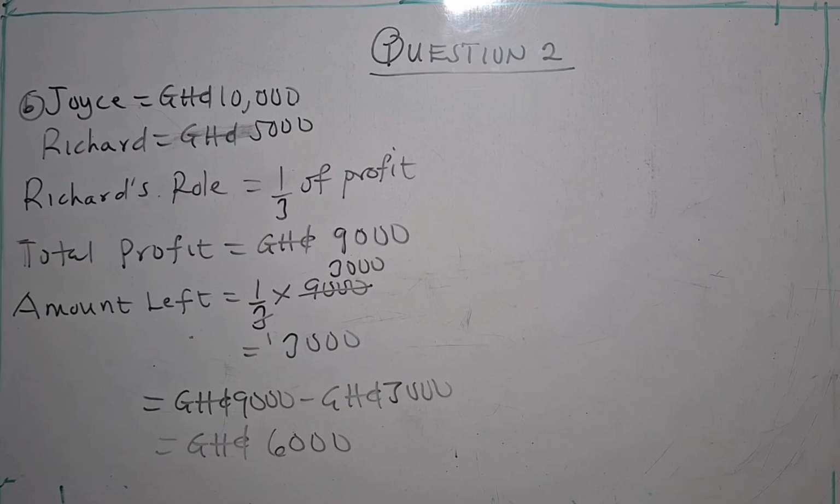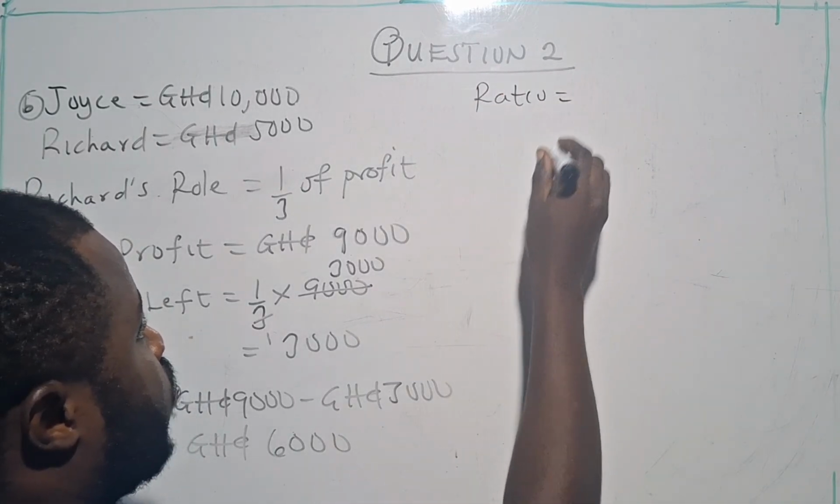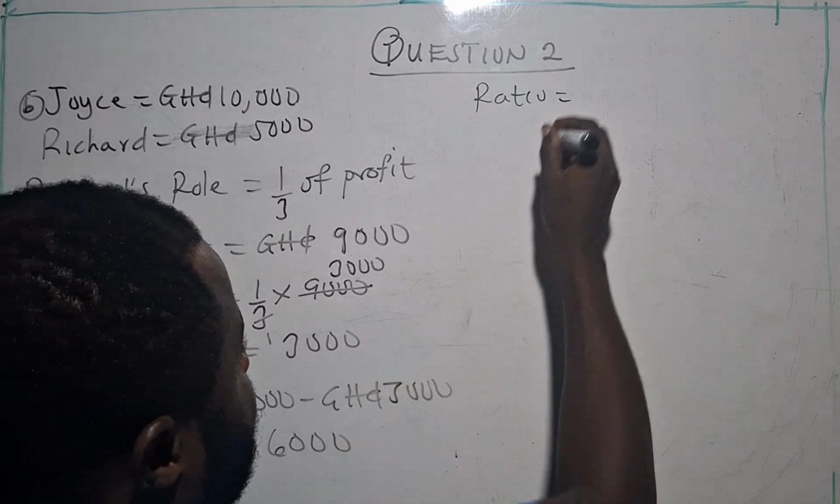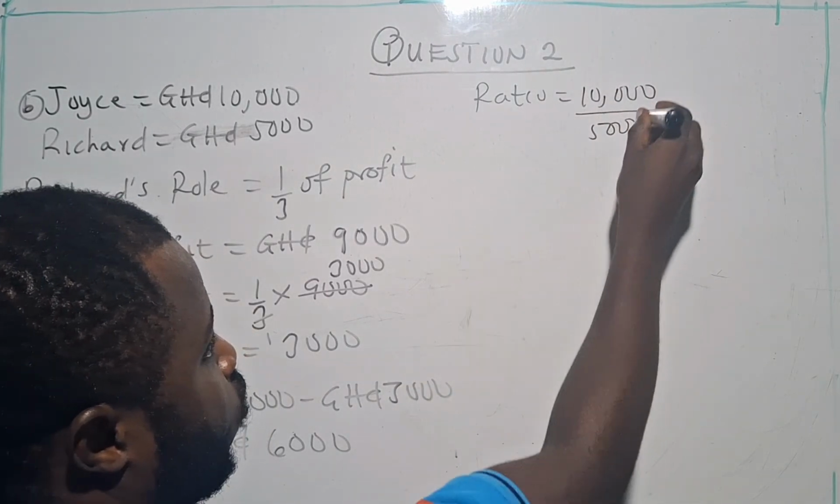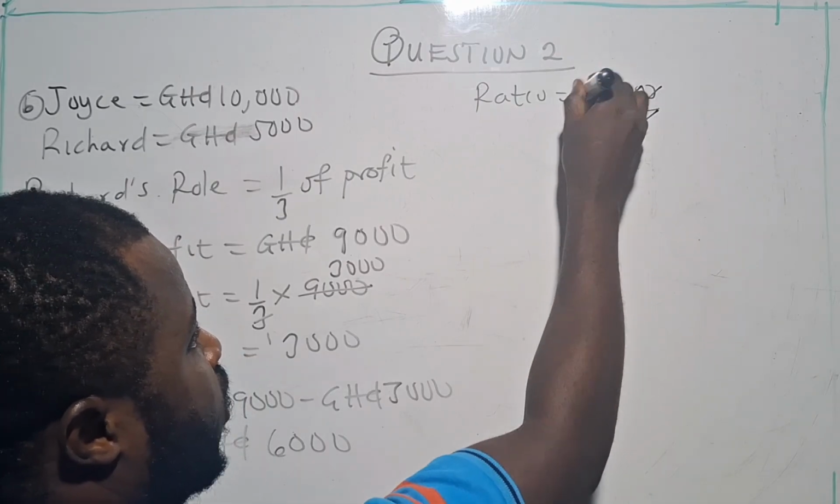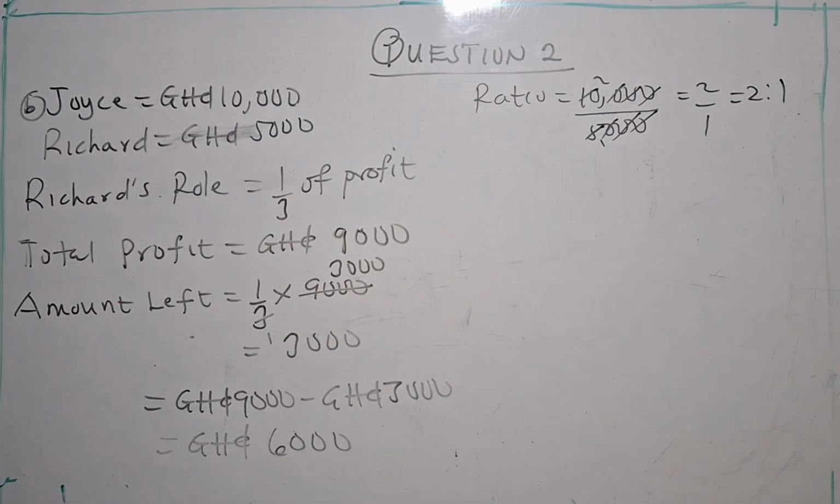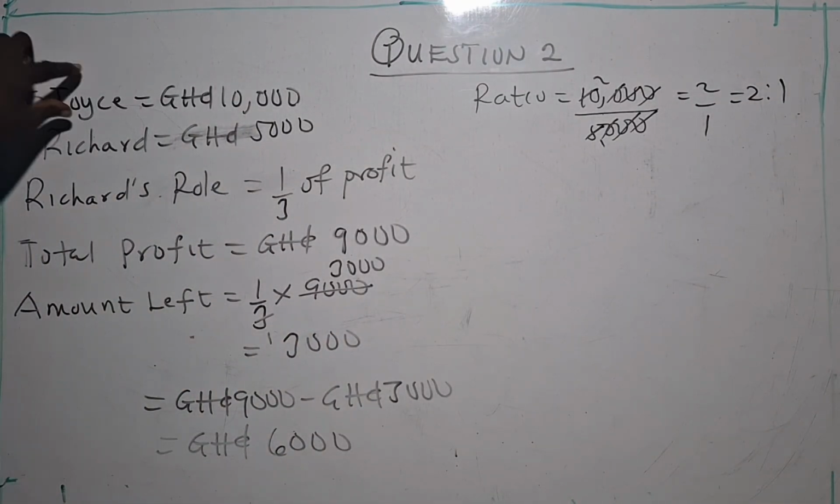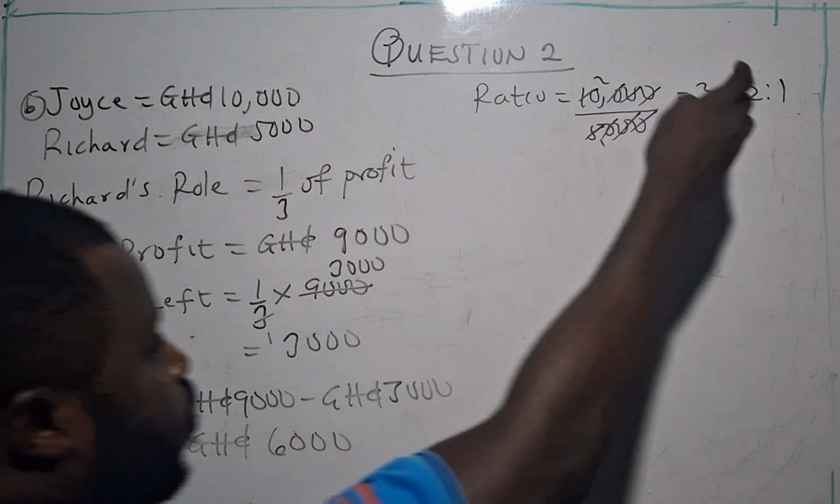Yes, they are now coming to share the 6,000 according to their contributions. But their ratio was 10,000 is to 5,000. So for me, I'm going to break them down to 1 here, 2. So 2 on 1, which is the same as 2 is to 1. Yes, 2 is to 1. Joyce was contributing 10,000. Richard was contributing 5,000. So I'm breaking down their ratio in 2 is to 1.